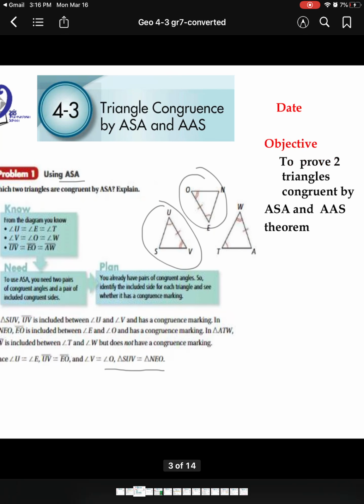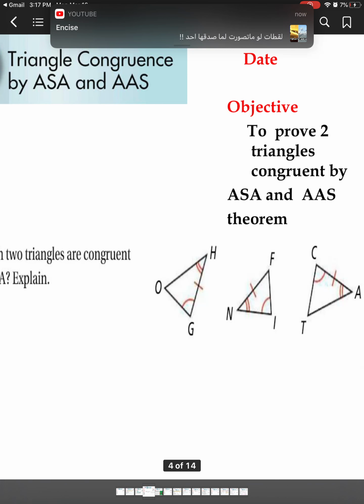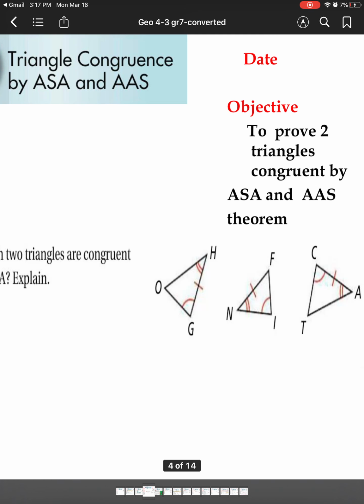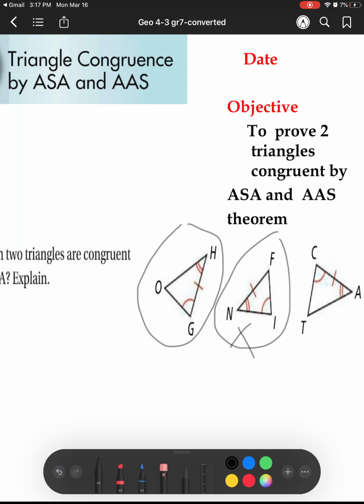Okay, let's see the Got It question. Here, only by looking at them, you need to look for a side included between two angles. So looking at the first triangle, yes, it has an included side. H and G are marked, and the included one is HG, line segment. Here, this is not included, because N and I are congruent with H and G, but the side which is marked is not in the middle of them, so I will not choose this.